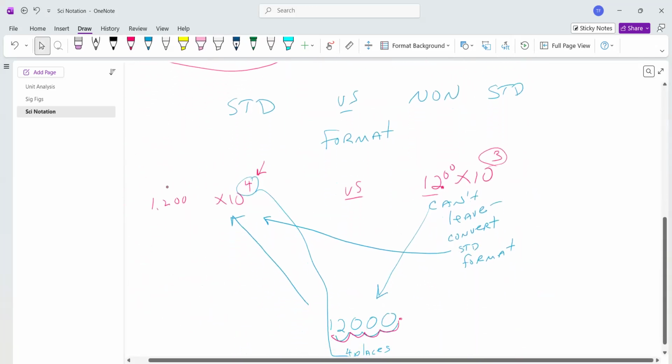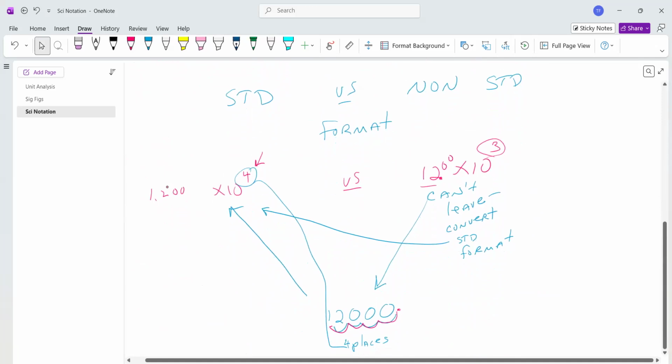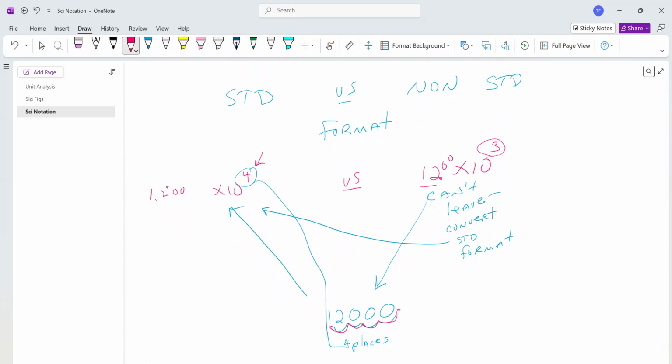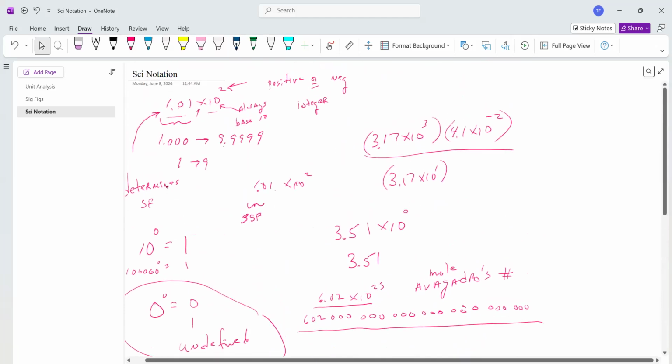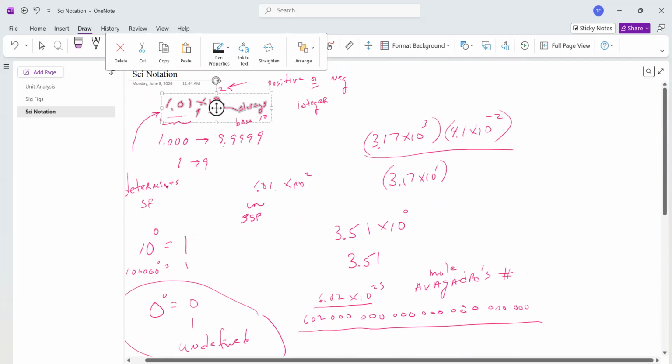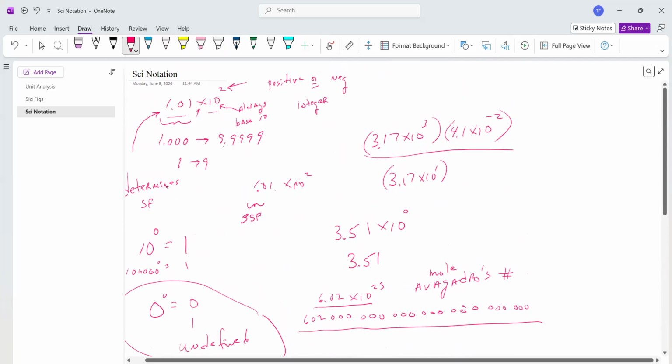So to convert from non-standard to standard format, you write the number as non-standard notation and then convert it over to standard notation. Okay, does that make sense? It does. I'm confused on why the 12 times 10 to the third is not standard format. Okay, good question. By definition, this number here has to be from 1 to 9. And 12 is not a number from 1 to 9.